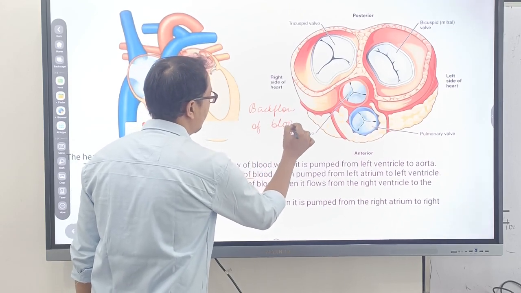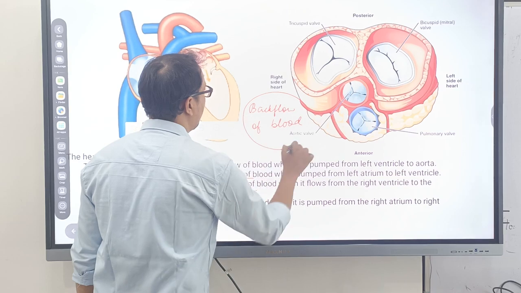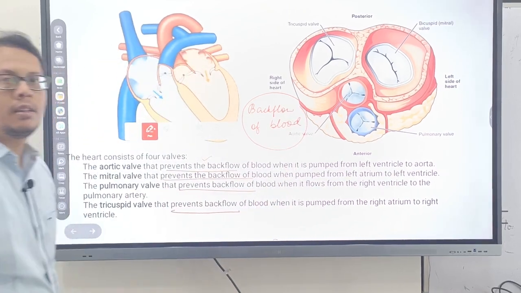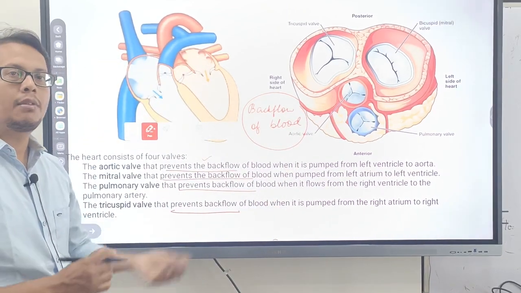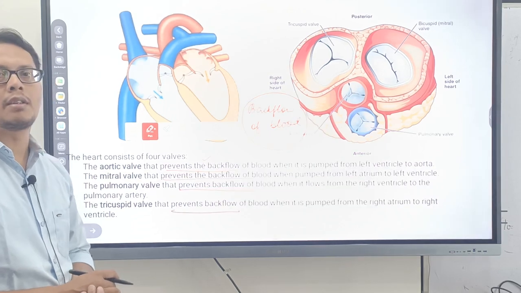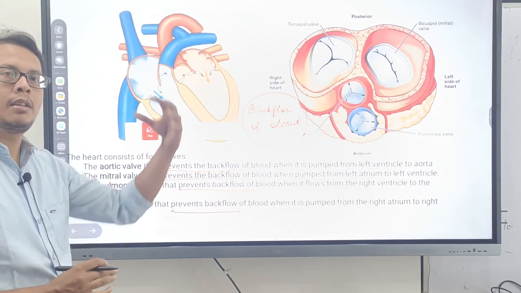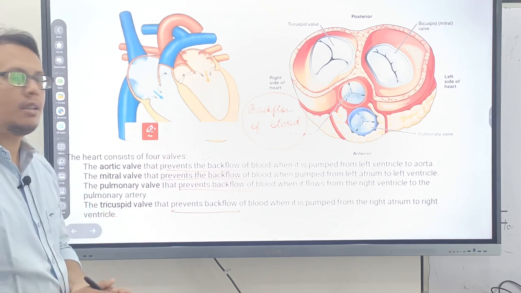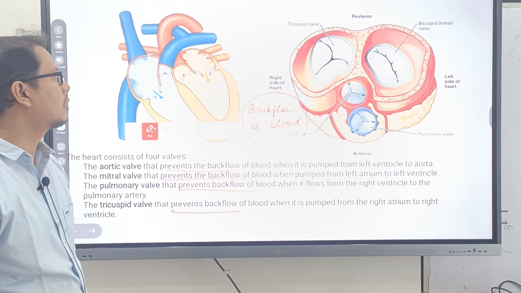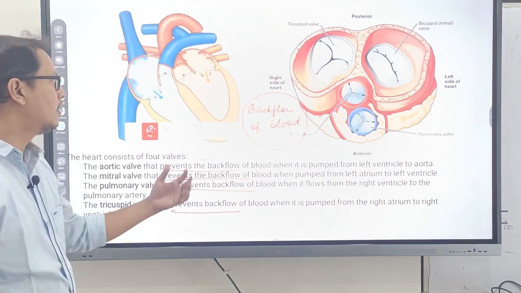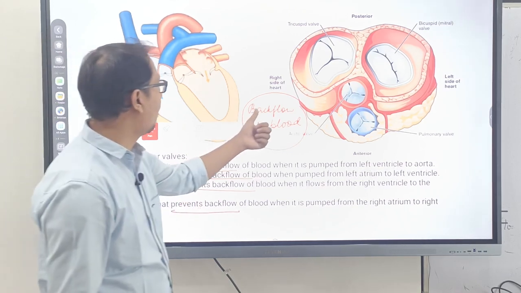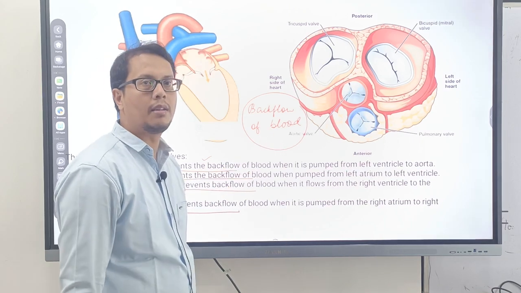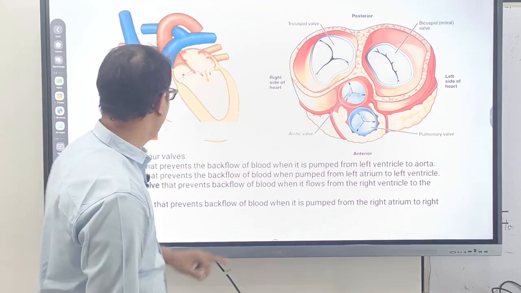So remember, this is one of the main important functions of the valves: they prevent backflow, so that mixing does not happen. Once blood comes into one chamber, it does not come back, it goes to the next chamber. So this is one of the most important functions of the valves, that they prevent the backflow of the blood.